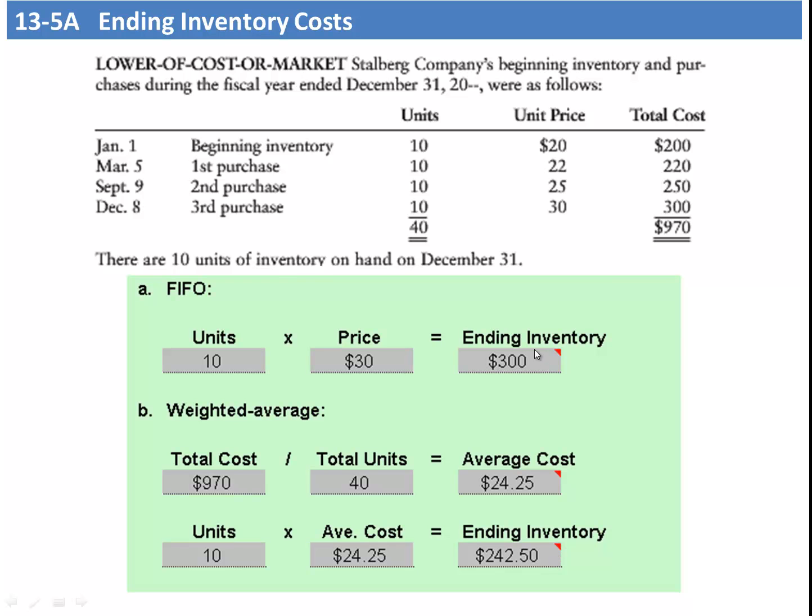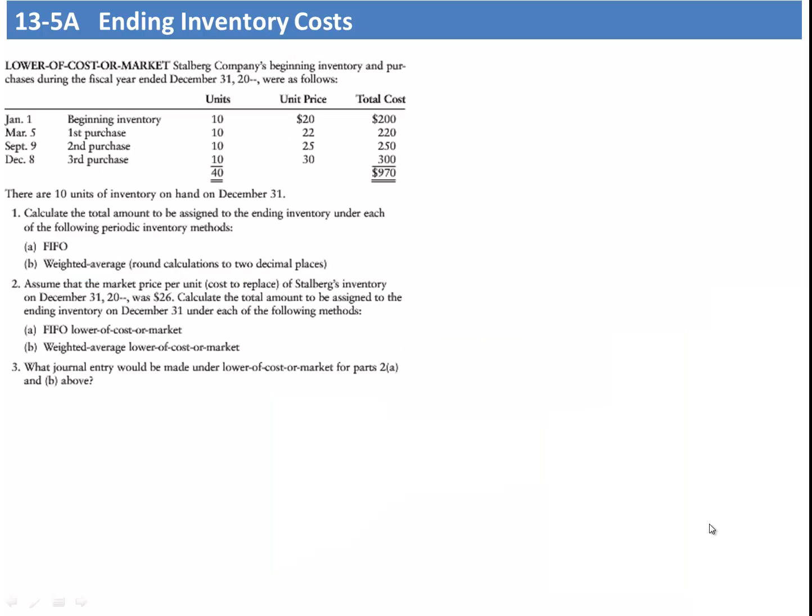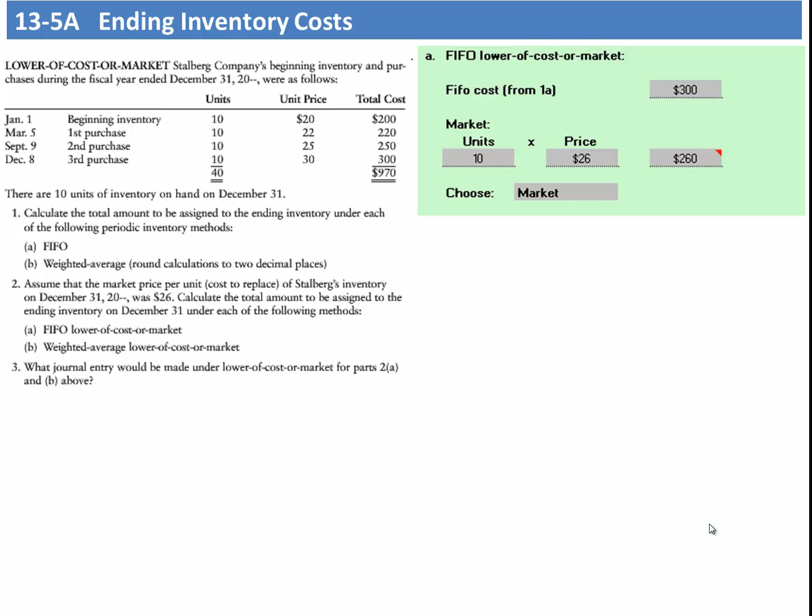So from this point, if we used the FIFO method, first in, first out, my ending inventory would be $300, and if I use the average method, my ending inventory would be $242.50. Okay, but now we're going to take a look at the lower cost of market, and we're going to determine which item should be used and then prepare journal entries if necessary.